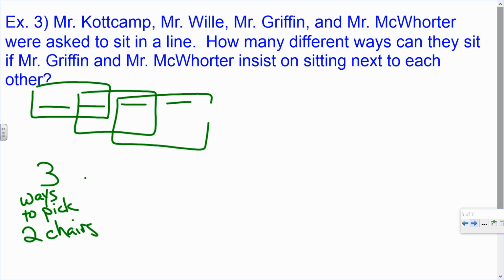Okay, so let's suppose we've picked one group of those 2 chairs. How about these 2 on the left, just to talk it through? How many ways are there that Mr. Griffin and Mr. McWhorter can sit in those 2 chairs? It can either be Mr. McWhorter on the left and Mr. Griffin on the right, or the other way around. So 2 ways for M and G to fill that block.